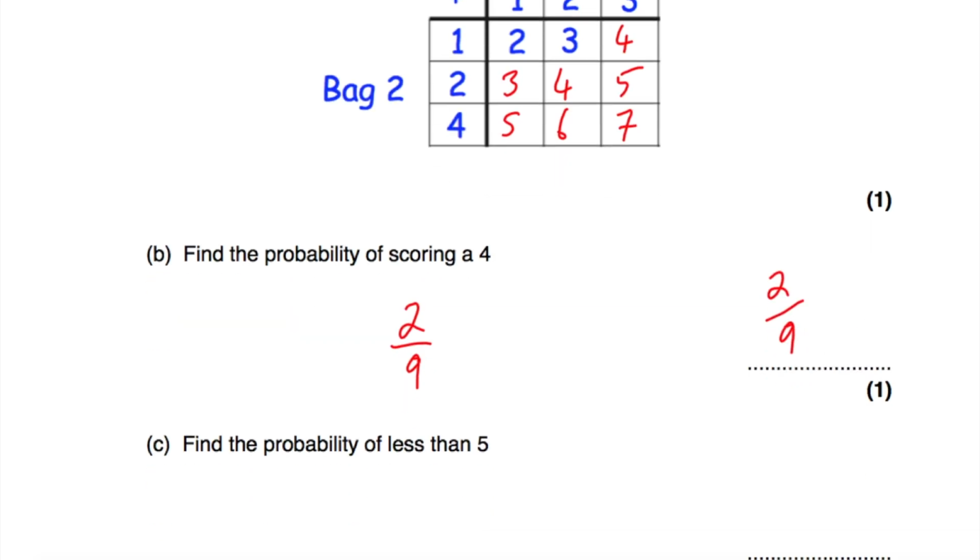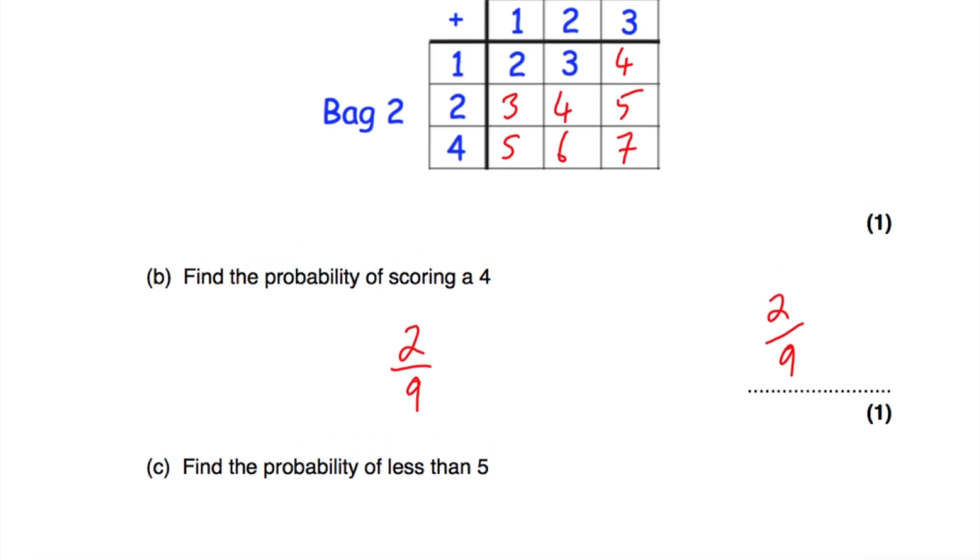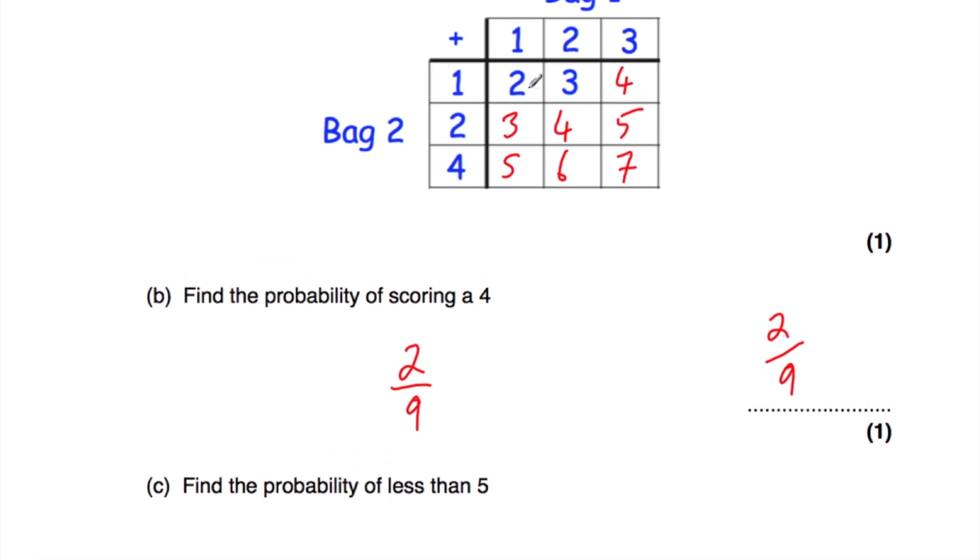And then part C. Part C says find the probability of scoring less than 5. So less than 5. Okay, 2 is less than 5. 3 is less than 5. 4 is less than 5. 3 is less than 5. 4 is less than 5. 5 isn't less than 5, it's equal to 5. 5 is not less than 5. 6 is not less than 5, and neither 7.